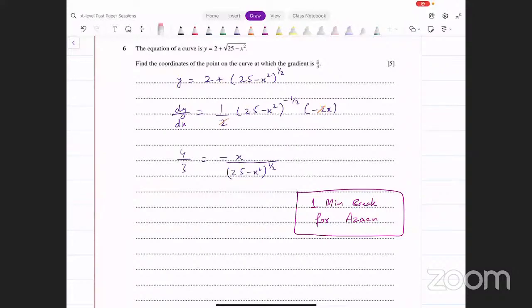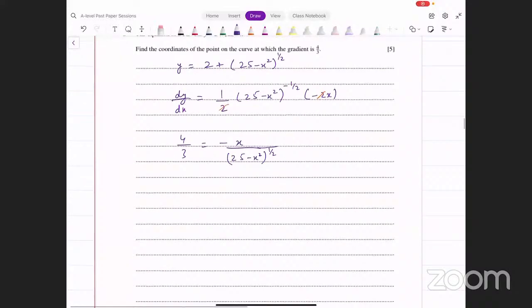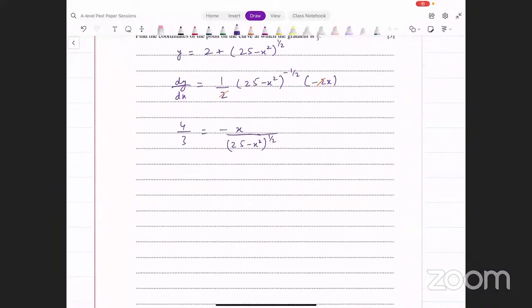Okay, let's resume this. So we want to solve this equation. 4 over 3 equals minus x over 25 minus x squared whole raised to power 1 over 2. So what can we do here? We want to get rid of this power. Let's square both sides. Let's square this side and also square this side.